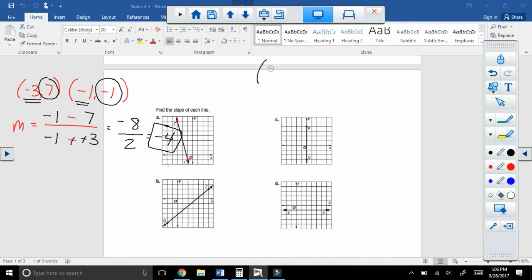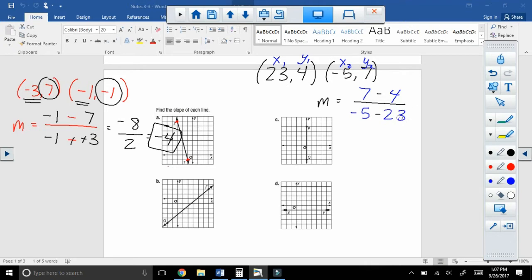Or maybe you have something like (23, 4) and (-5, 7). If that's what the directions asked you to do, you probably wouldn't want to graph (23, 4), at least not to scale. It wouldn't work out as nicely. So you could simply use the formula for slope, where you subtract those y values. So y2 minus y1 is going to be 7 minus 4, and then x2 minus x1 will be -5 minus 23.